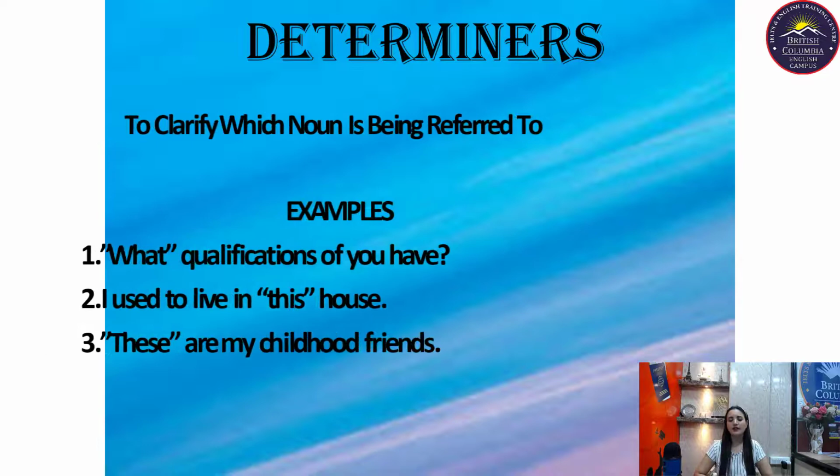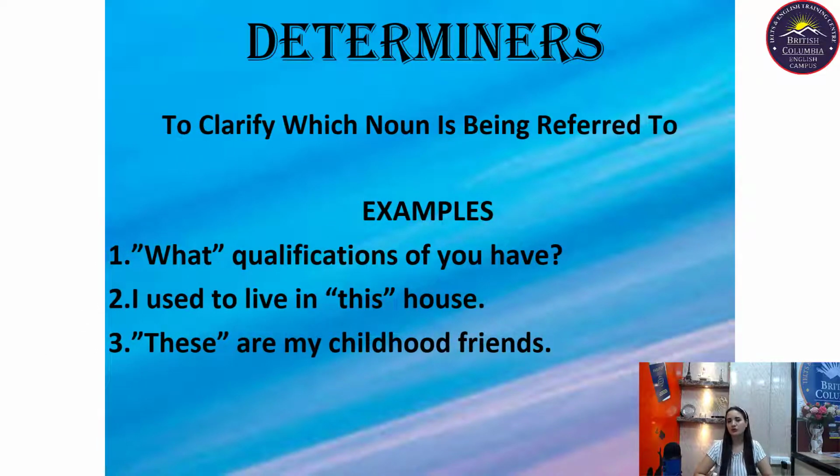And then we also have a set of determiners. So what role do the determiners play? They clarify which noun is being referred to. For example, what qualifications do you have? So, what is the determiner here? What. If you go bland without what, then just qualifications, it does not make much sense. So you need to have what in order to ask the other person what his qualifications actually are.